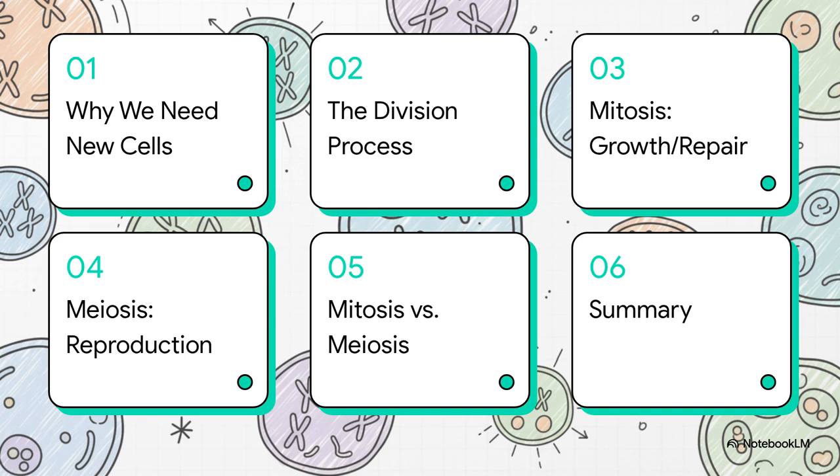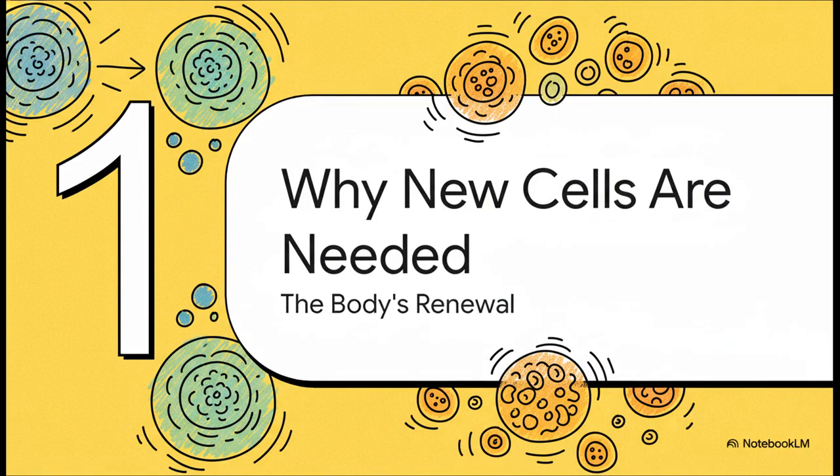First, we will understand why our bodies need new cells. Then, we'll look at the process itself, cell division. After that, we will explore the two types, mitosis and meiosis. Compare them side by side to understand their special roles. And finally, we will summarize the most important points for you to remember. All right, let's start with our very first question.